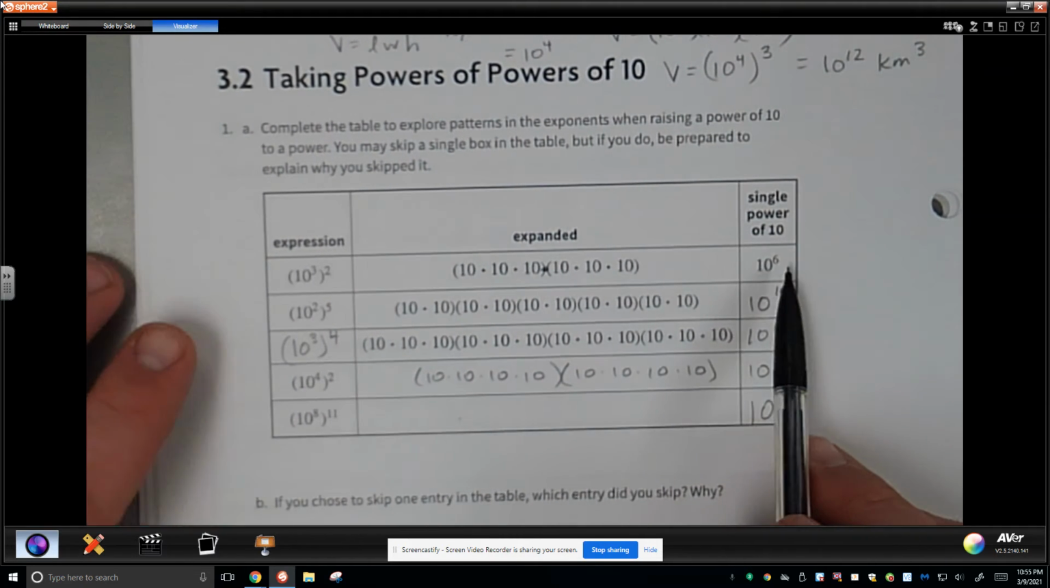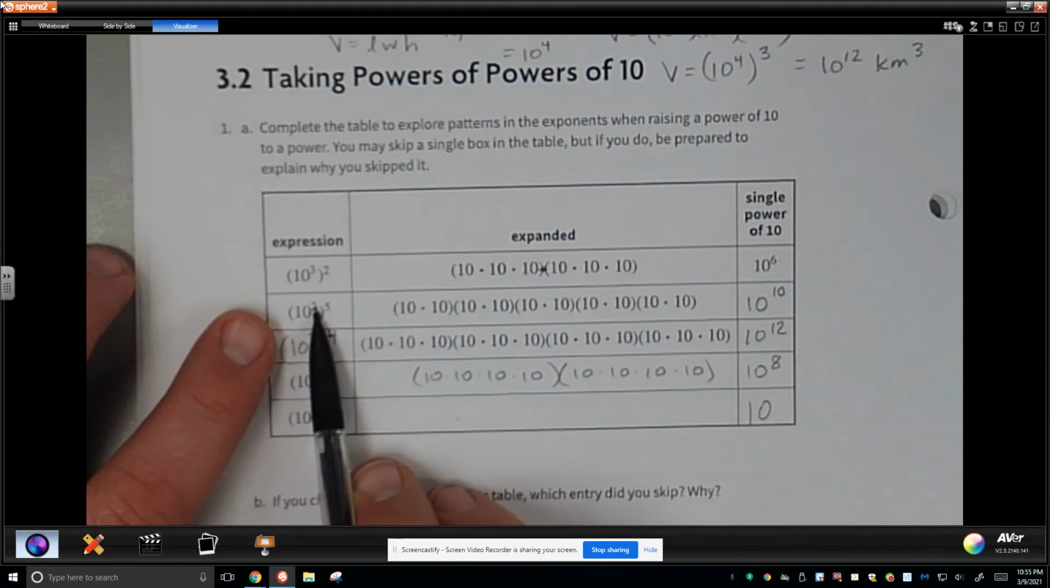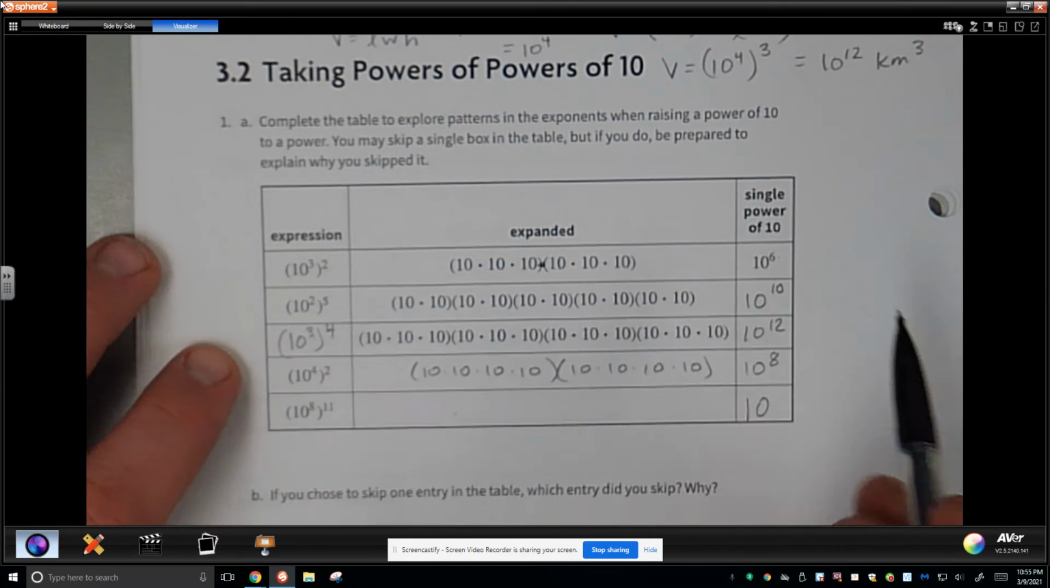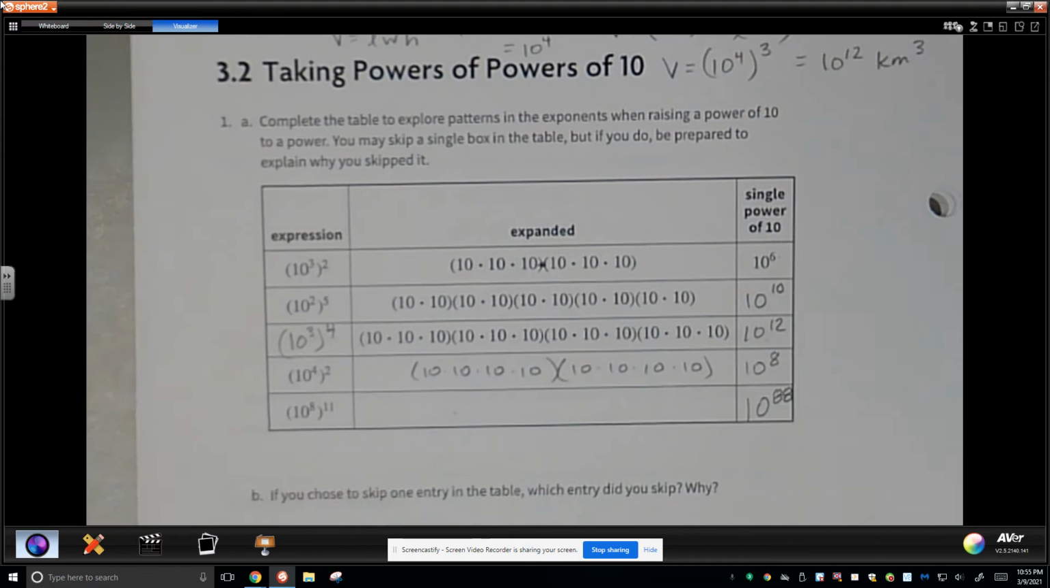10 to the, let's see if we can figure this out. For the rest of these, we got 6 from 3 and 2. So we must have multiplied. 10 was 2 times 5. 3 times 4 was 12. 4 times 2 is 8. So 8 times 11. I would be writing out 10 times itself 88 times. 88 times. That's just going to take way too long.